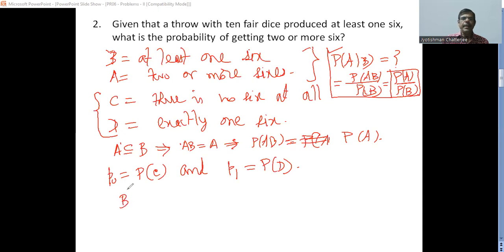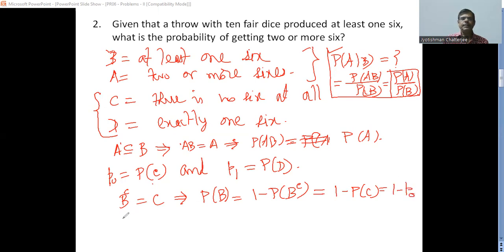Look, B complement is which event? B means at least one 6. So its complement is no 6 occurs. That means event C. So probability of B is equal to 1 minus probability of B complement. We know that from basic properties of probability, and that's why this is same as 1 minus probability of C. That is probability of C, we have denoted that thing by P0. So 1 minus P0.